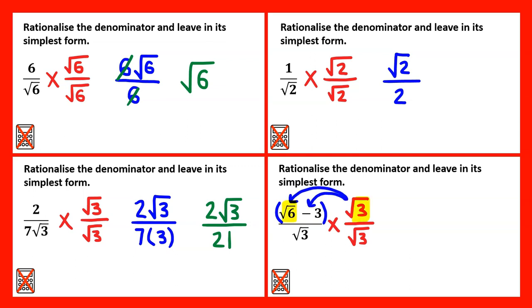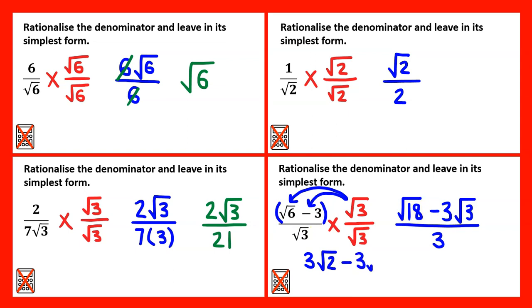Root 6 times root 3 is root 18, and negative 3 times root 3 is negative 3 root 3. As the denominator, we'll have root 3 multiplied by root 3, which is 3. Root 18 can be simplified to give us 3 root 2, and then we're taking away 3 lots of root 3 and dividing by 3. Since both of the terms written as the numerator are divisible by 3, we'll be able to cancel, and this will leave us with root 2 subtract root 3.